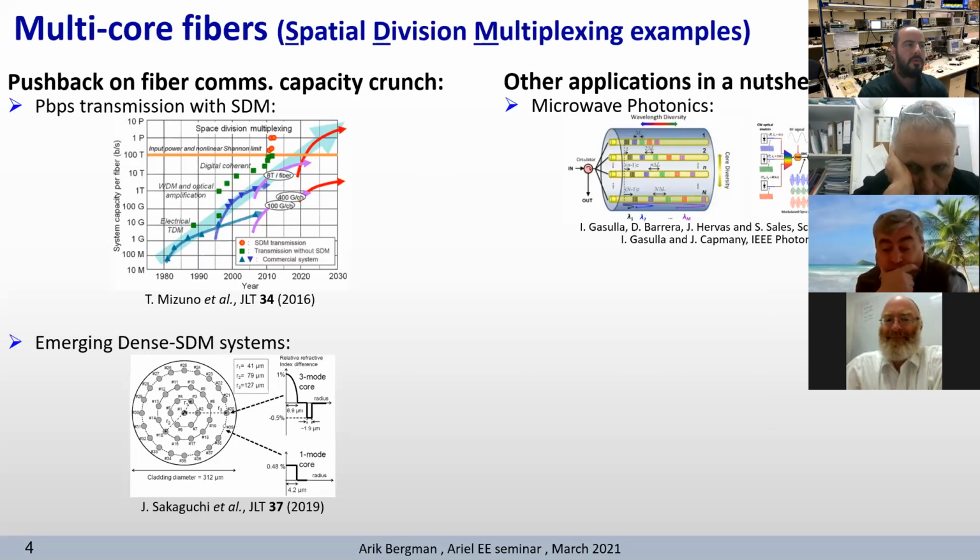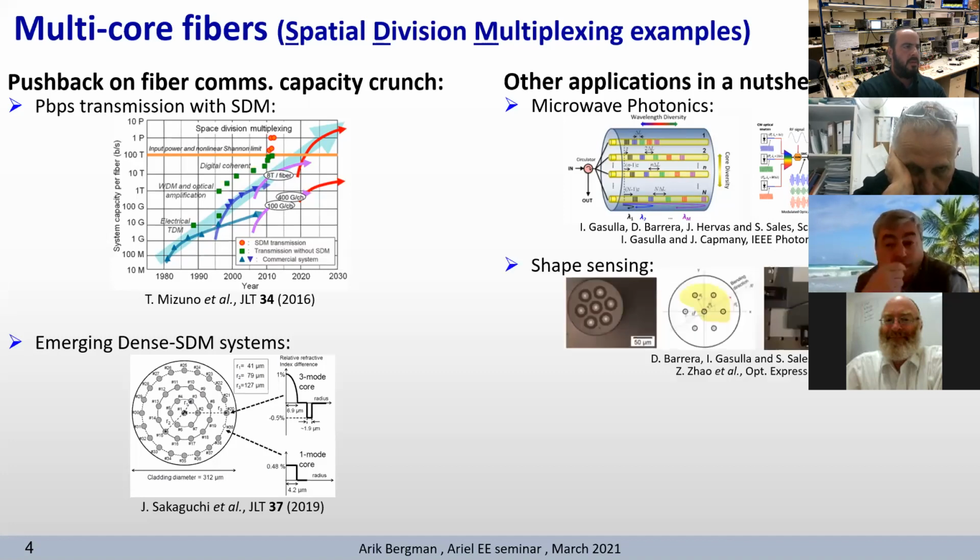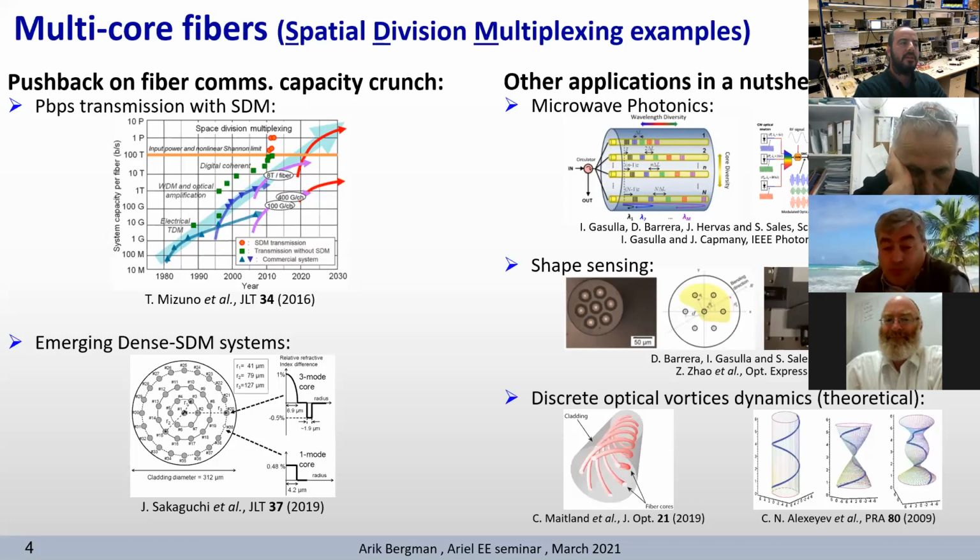While originally developed to increase the capacity of fiber communication, smart people found other interesting applications for multi-core fibers, such as microwave photonic filters, true time delay elements, optoelectronic oscillators, shape sensors, where by measuring the strain in each core, the fiber shape can be reconstructed. And the increasing availability of these fibers has also spurred a lot of basic research. For example, the theoretical study of the dynamics of discrete optical vortices.